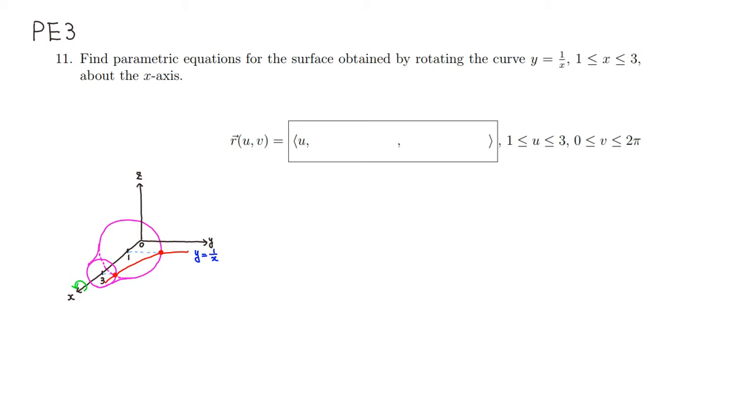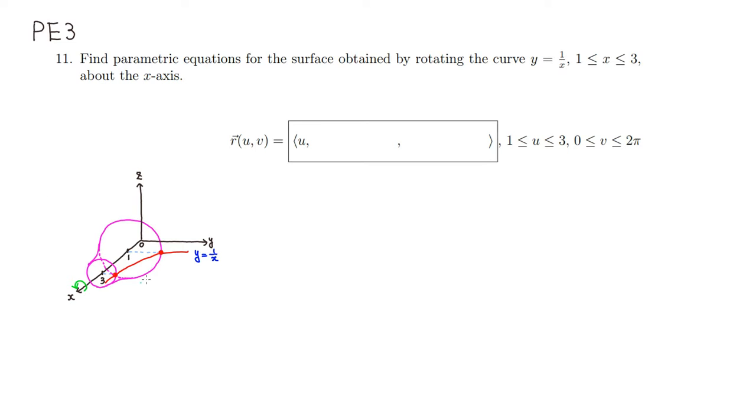Alright, let's look at practice exam 3, problem number 11. We want to come up with a parametric equation for the surface obtained by rotating the curve y equals 1 over x, where x goes from 1 to 3, about the x-axis.